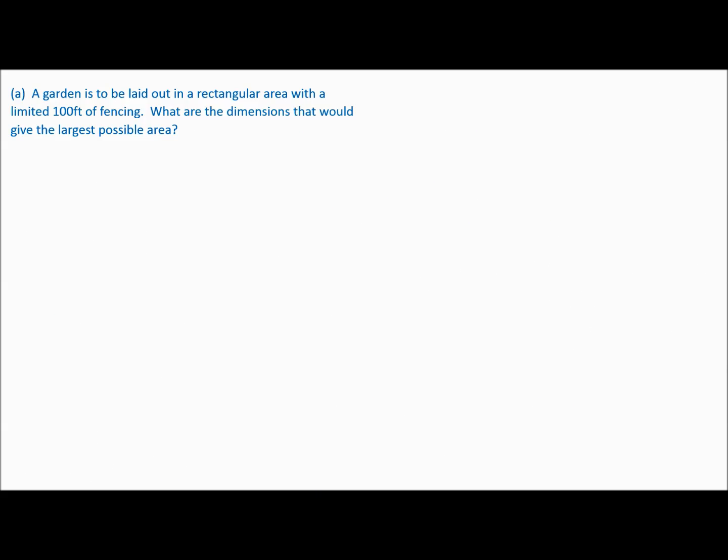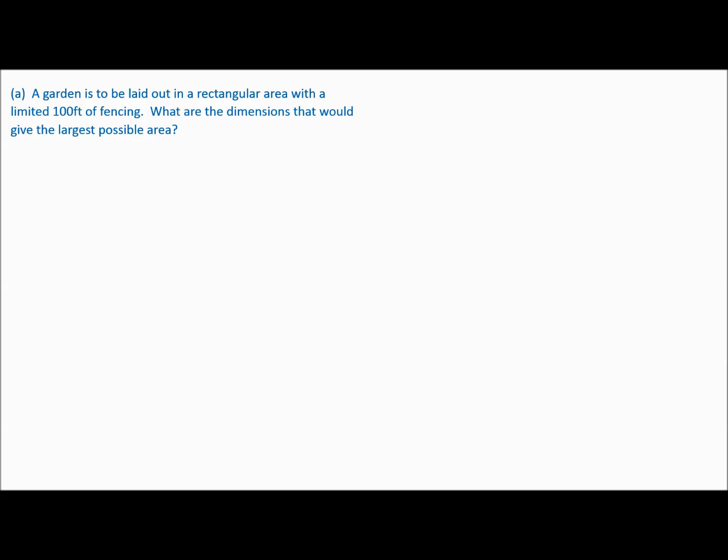All right, so we got a garden. It's to be laid out in a rectangular area with a limited 100 feet of fencing. In other words, all we have is 100 feet. That's it, no more. What are the dimensions that will give the largest possible area? Because if you're going to build a garden and you only had 100 feet, you would definitely want it to be the biggest it could possibly be, right?